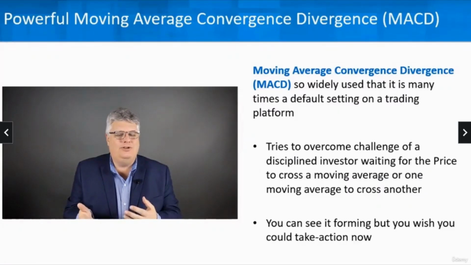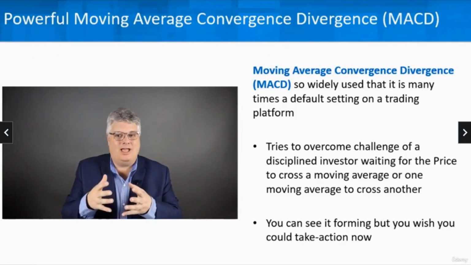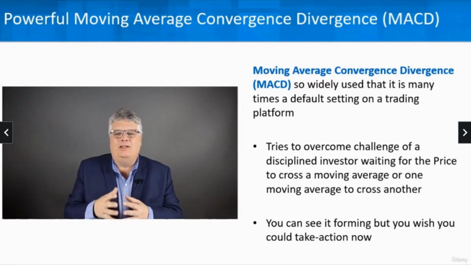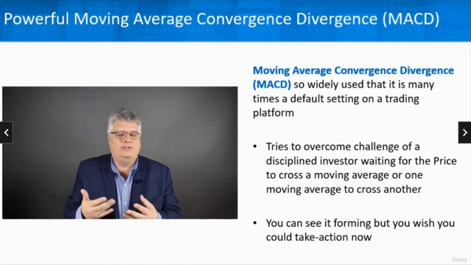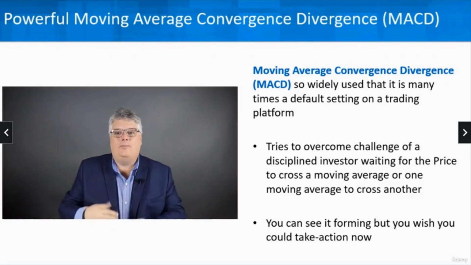Another powerful tool that you can use in this whole moving average section here is called the Moving Average Convergence Divergence, or MACD. Moving Average Convergence Divergence, and it's really widely used. A lot of people use this. In fact, a lot of times it's a default setting on a trading platform, which will automatically show you that, and we'll have a graphic here in a second so you can see what it looks like too. But that's how popular it is.